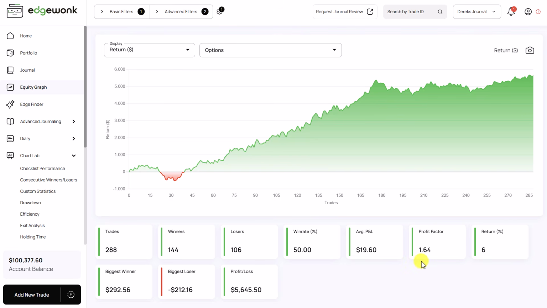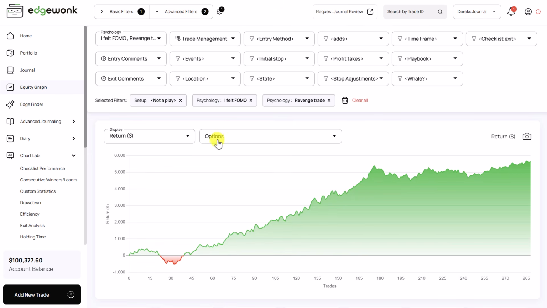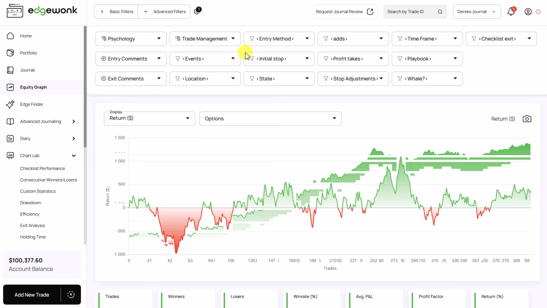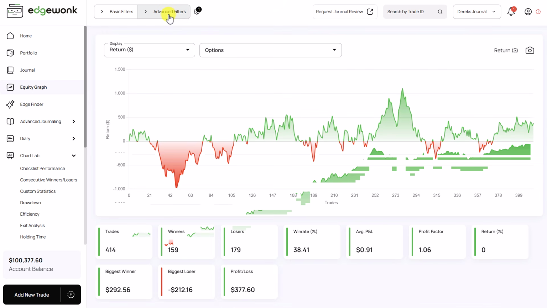When you come closer to the 2.0 profit factor, that's when you talk about exceptional profitability. Of course, here you can still see after trade 170, 175, his performance is flatlining a little bit. But keep in mind, this doesn't necessarily have to mean that after that point he is a break-even trader.